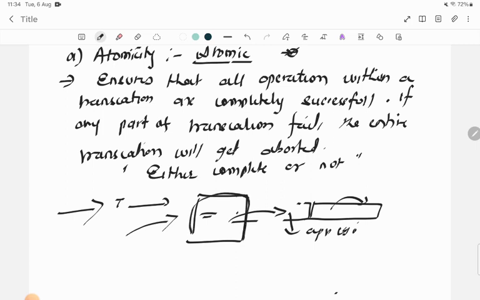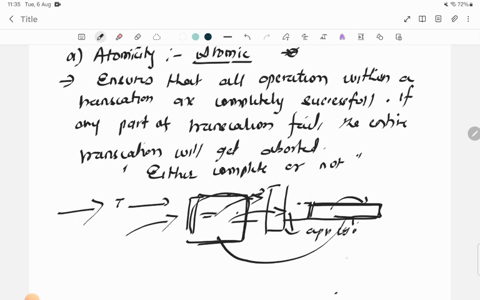You will not be able to send the amount. Okay, it means that the transaction got aborted. Or if everything is smooth, you are going to send the money, so your transaction has been completed. It cannot be in between, like your money has come from your app, but your money has not been received by the receiver.